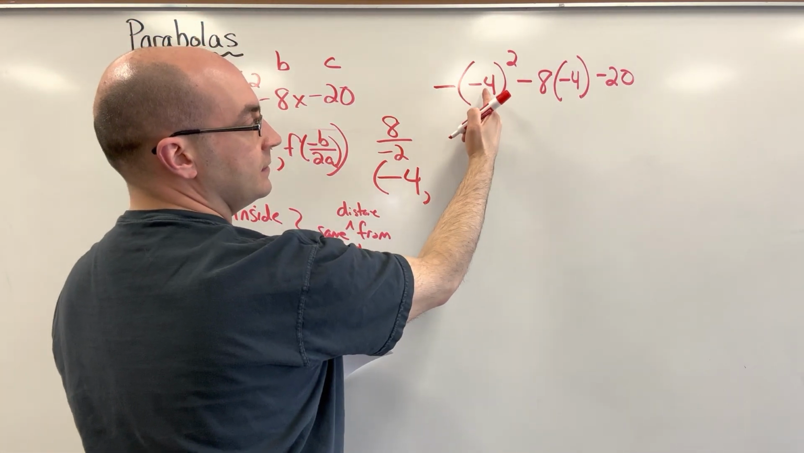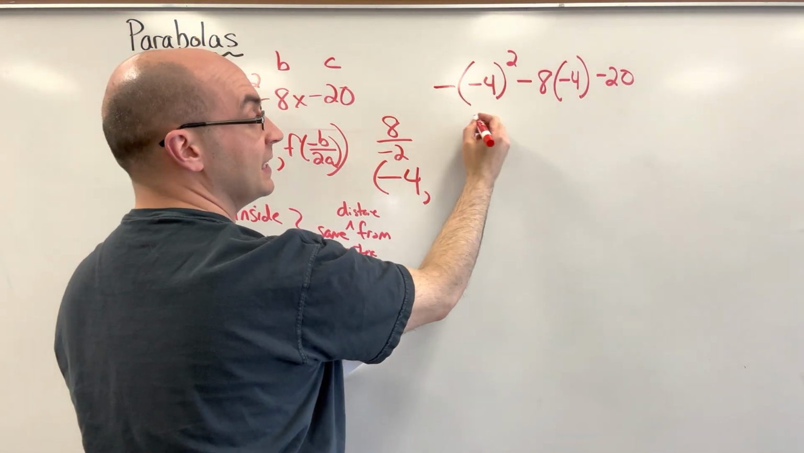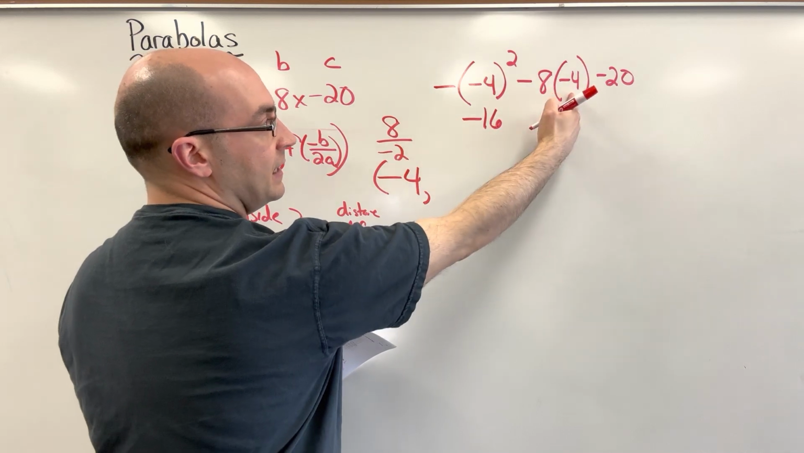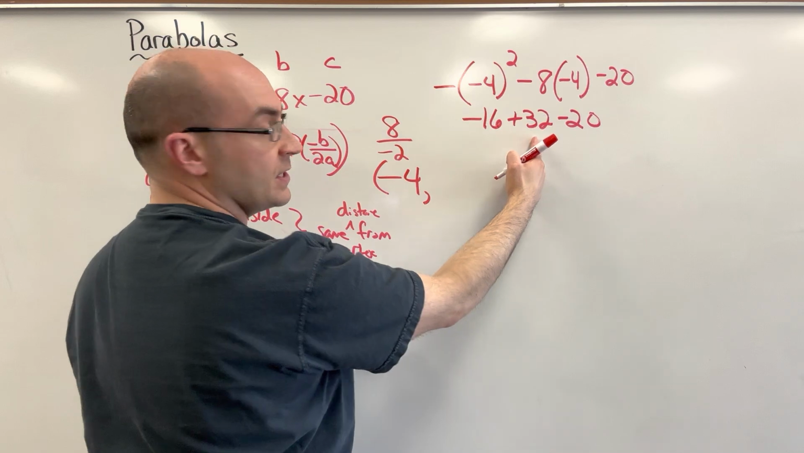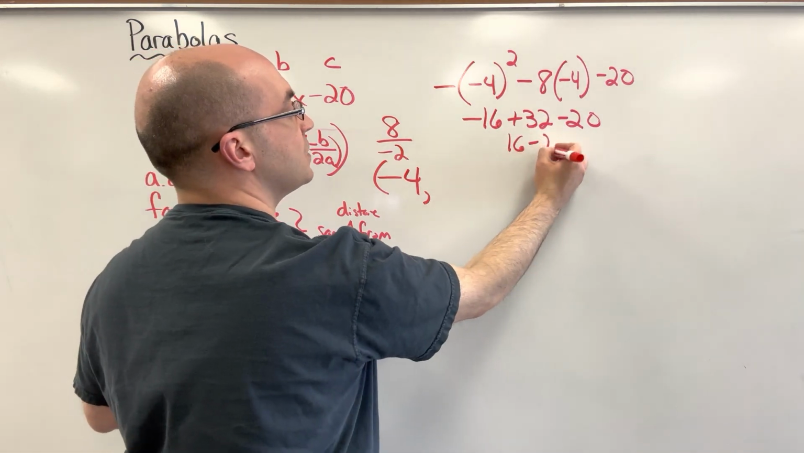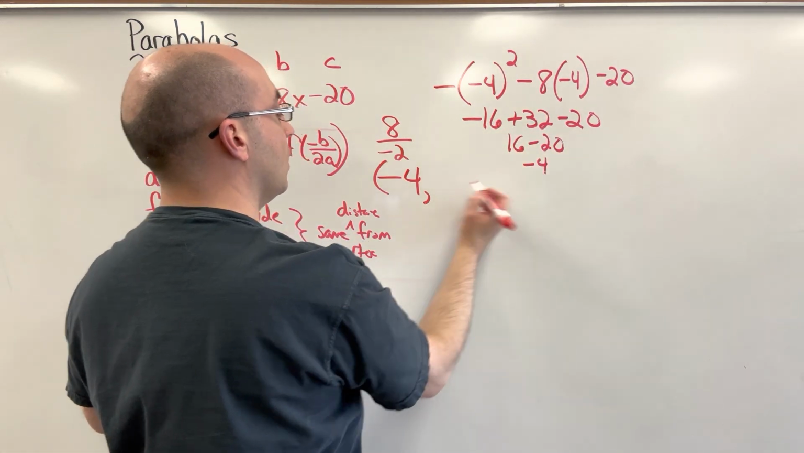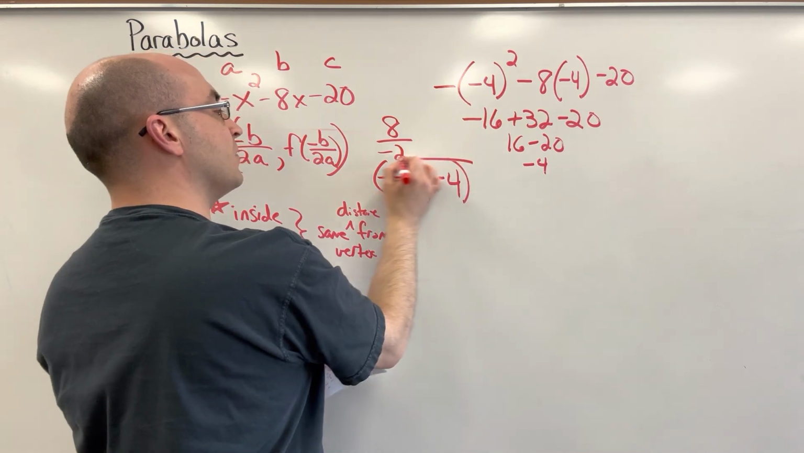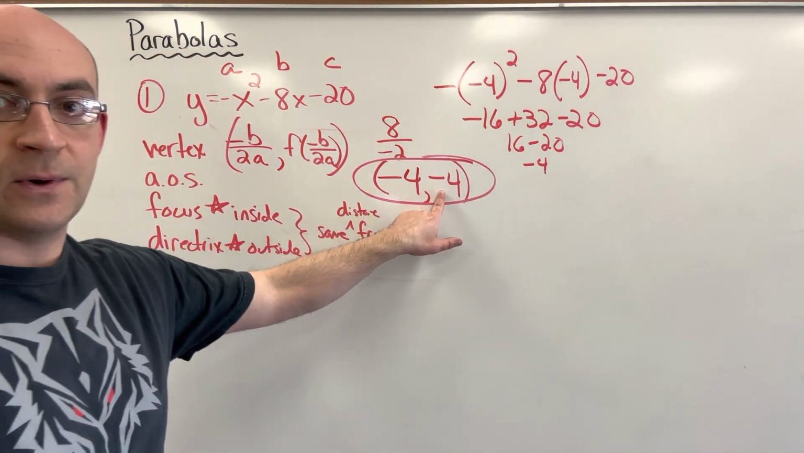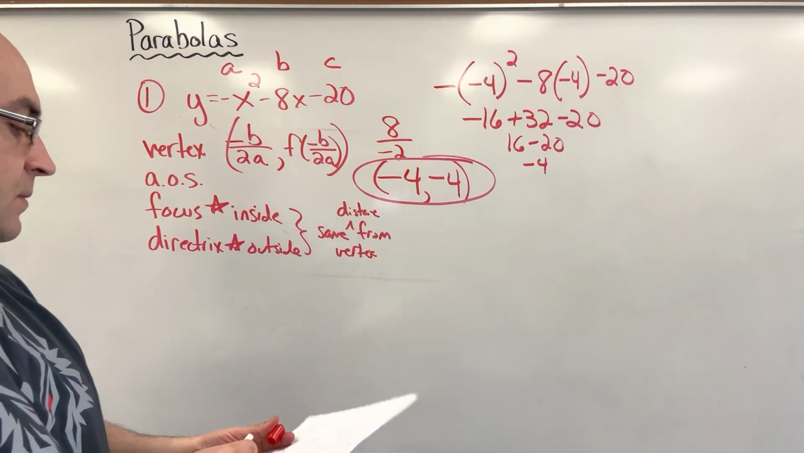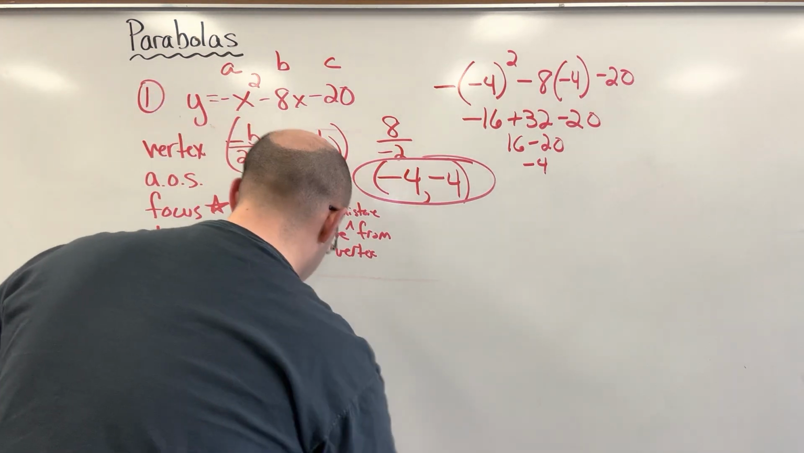Negative 4 squared is 16, then negative 16. Negative 8 times negative 4 is positive 32, minus 20. Negative 16 plus 32 is 16, minus 20 is negative 4. All right, we have our vertex finally, and our vertex is negative 4 comma negative 4. Let's do this in some different colors to make it look a little bit nicer.